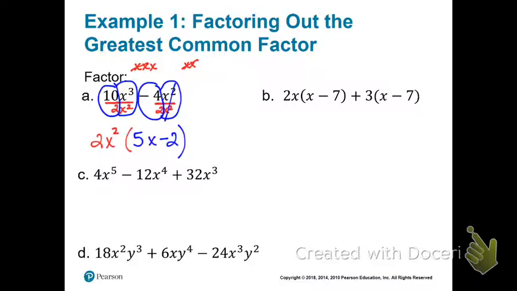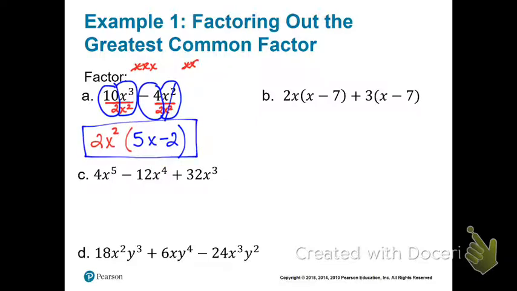I'm done with my polynomial, so close your parenthesis. All right, then double check. Is everything factored completely? Well, 5x minus 2, does it have a greatest common factor other than 1? 5 and 2 do not, so therefore we are factored completely.